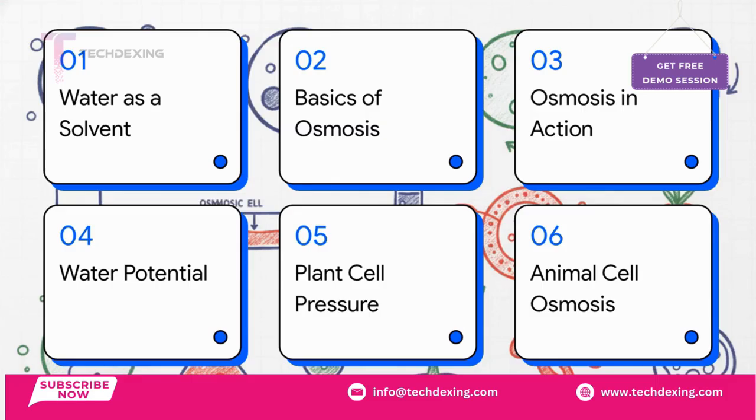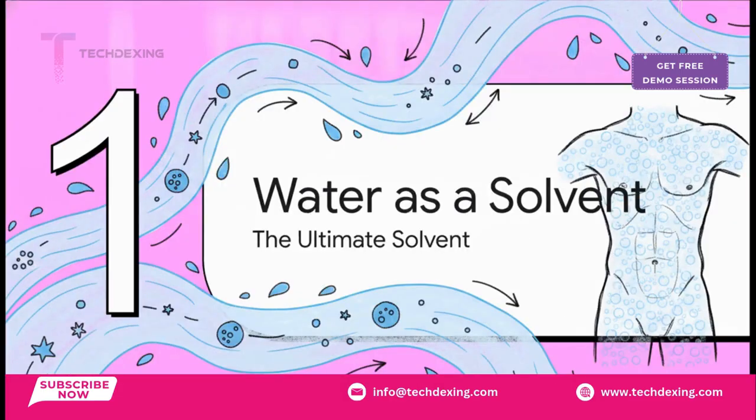So, here's our quick roadmap for today. We're going to cover water as the ultimate solvent, the basics of osmosis, and how to investigate it in action. Then we'll get into understanding water potential, looking at plant cells under pressure, and finally, osmosis in animal cells. Let's get to it. Kicking things off with Section 1, water as the ultimate solvent.